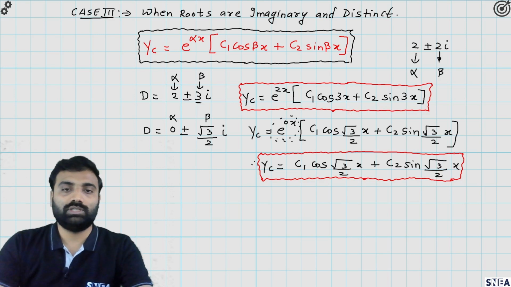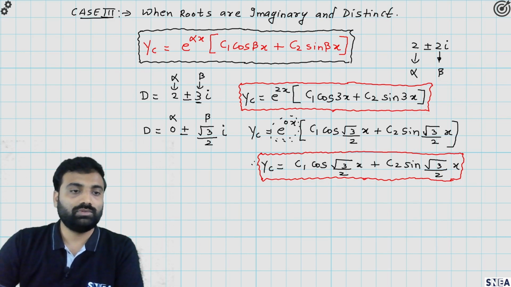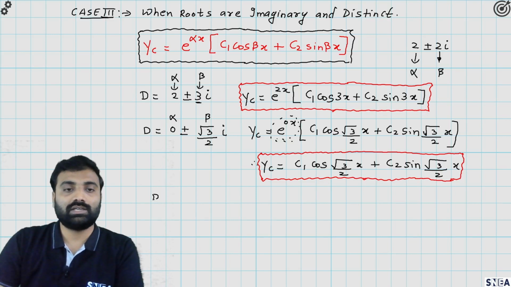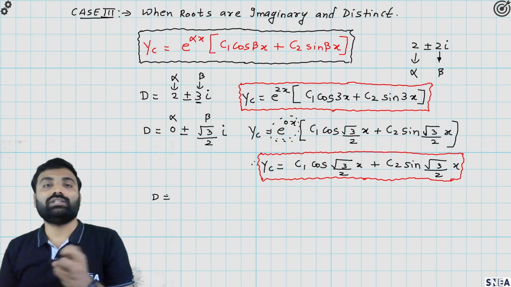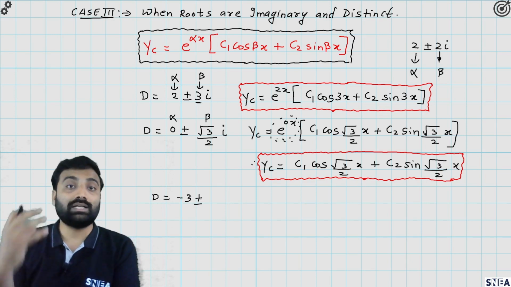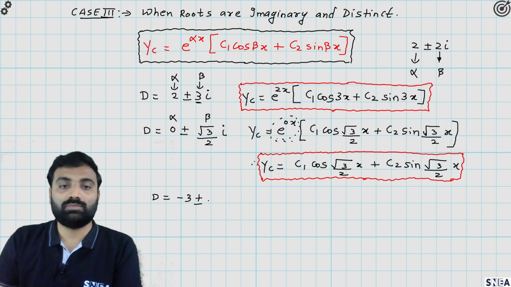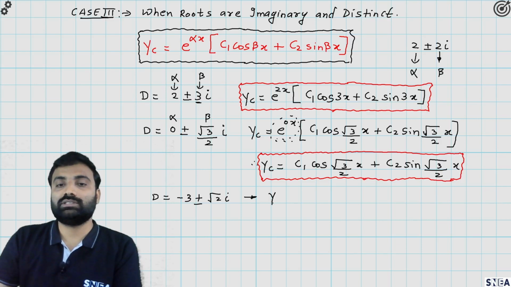Perfect. So students, I want the answer of this in the comment section. Take it as a challenge and try to solve. As I told you, the more you practice, the closer you get to a good score. So -3 plus minus root 2i. Tell me students, what is its yc?